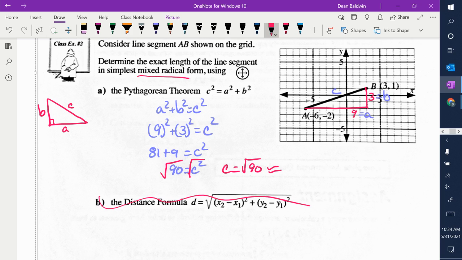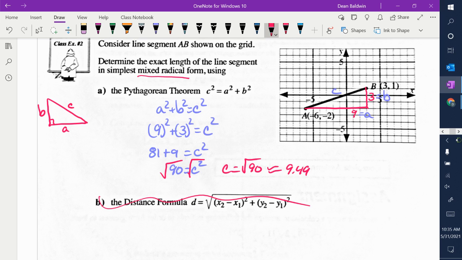All right, so does everybody understand what this little wavy equal sign means? Yeah, approximately. All right, and the reason I do that is because we're rounding off at some point. Okay, 9.49. Now, if I want the exact value, I have to write it as a radical.